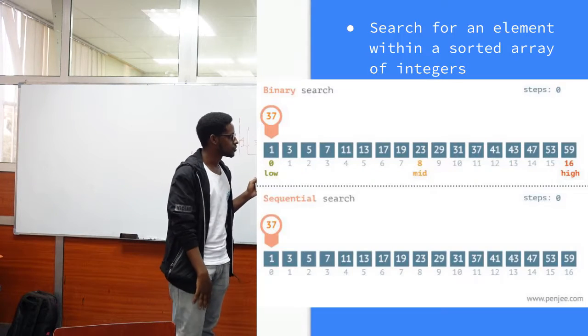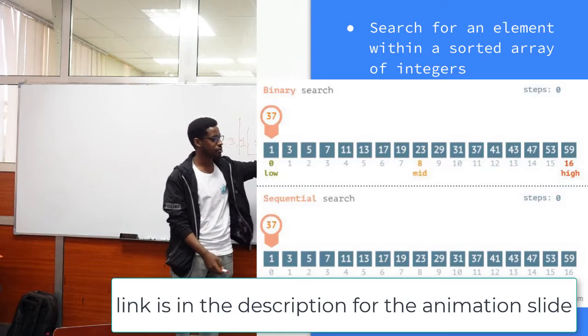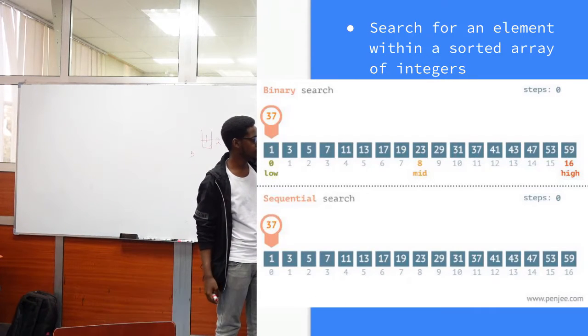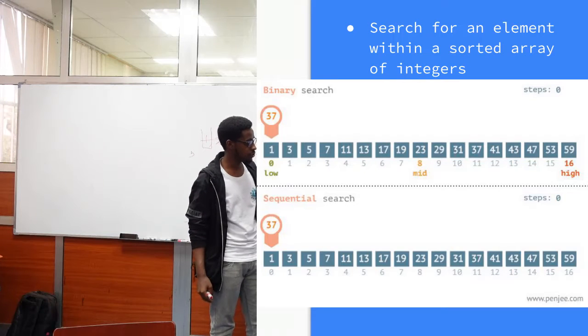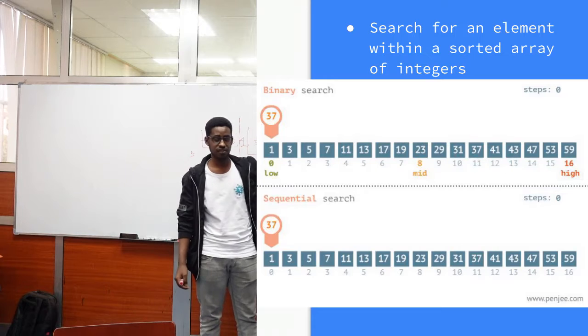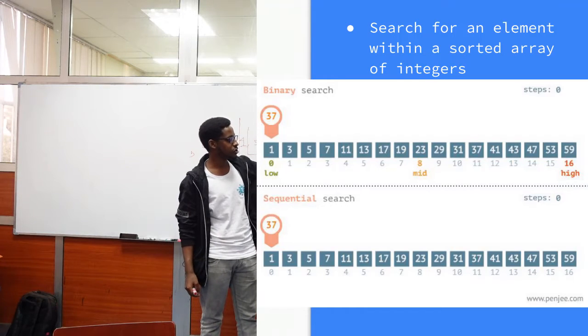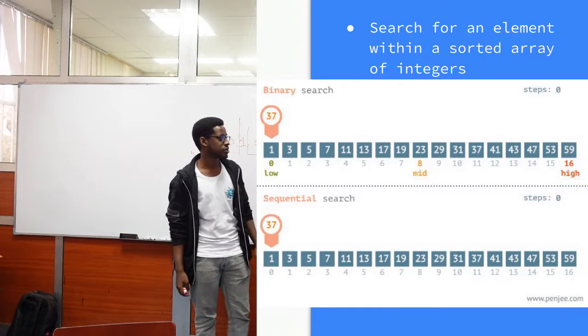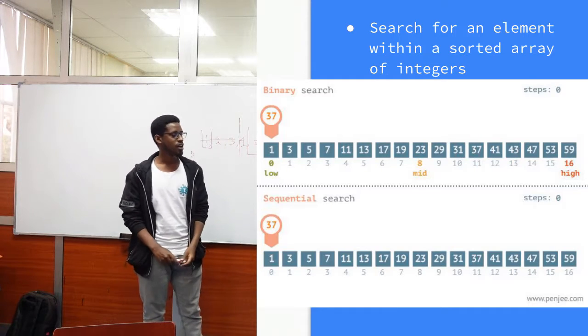Okay, this is some sort of animation which compares binary search with sequential search. What you're supposed to find is the element 37, but for sequential search, since you're going one by one, you'll only reach it by iterating until 11 steps. But using binary search, you can do it in like 4 or 5 steps. Actually, like 4 steps.